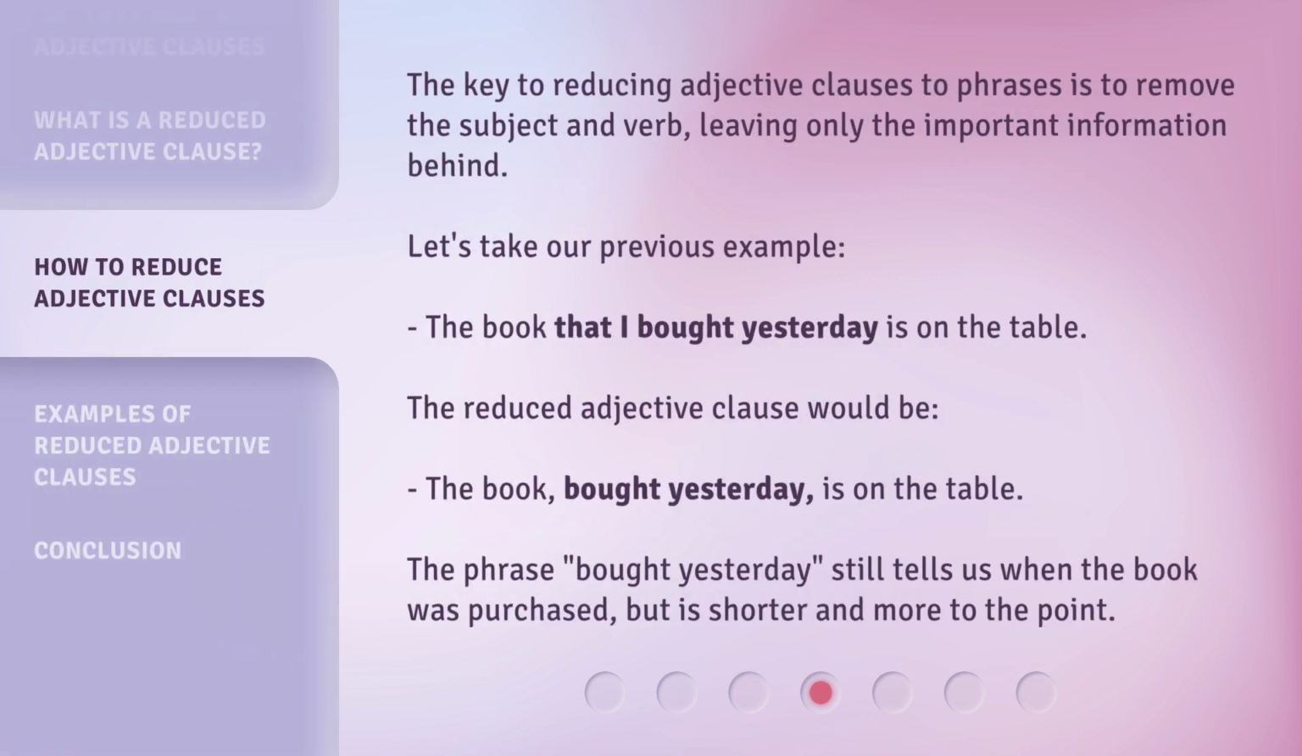The key to reducing adjective clauses to phrases is to remove the subject and verb, leaving only the important information behind. Let's take our previous example. The book that I bought yesterday is on the table. The reduced adjective clause would be: the book, bought yesterday, is on the table. The phrase "bought yesterday" still tells us when the book was purchased, but is shorter and more to the point.